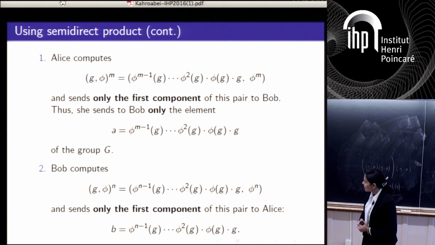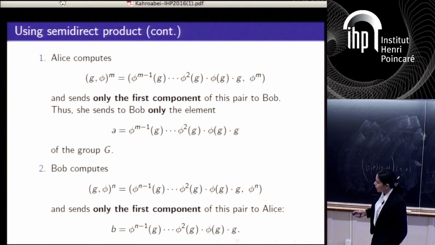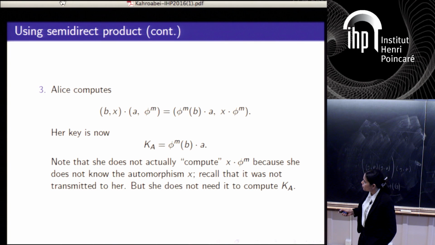Okay, so Bob computes... n was Bob's secret key. So he computes (G, phi)^n, and he gets exactly a similar thing to what Alice got, but with n. Again, he does not transmit phi^n, because then the problem is just going to be discrete log; you have phi and finding n is going to be the problem. So he calls the first component b and sends it to Alice. And now Alice computes (b, x) times (a, phi^m). So b is what Bob sent, a is what she has, phi^m she has. I'll tell you in a bit what x is.